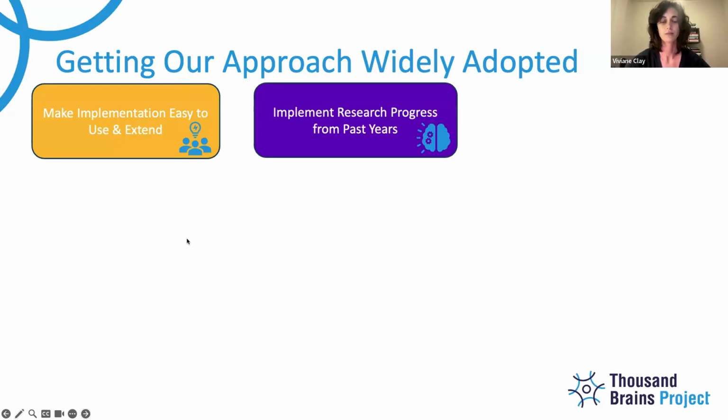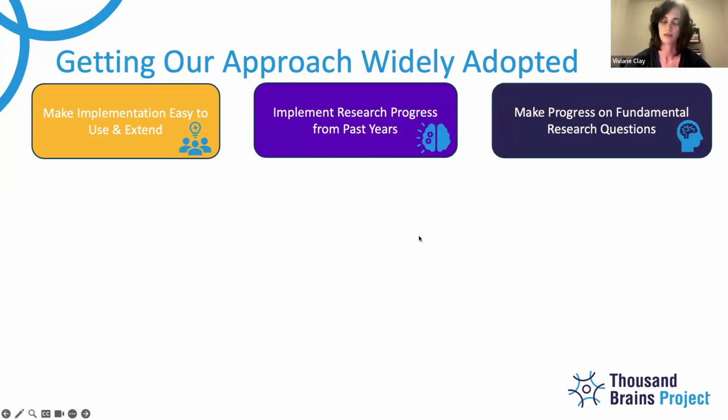We also want our implementation to do useful things, so people actually want to use it. For this, we need to implement everything that we figured out over the past years, all the research progress. And then there are also several larger open theoretical questions, and we need to make progress on those fundamental research questions as well, like object behaviors and manipulating the world, which are two big ones. And I guess they build on each other.